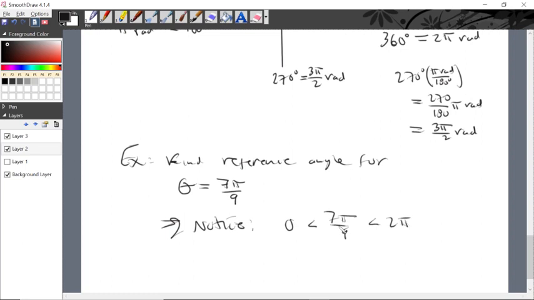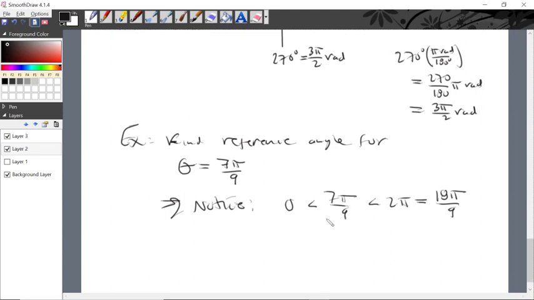How do I know? Well, we can see that it's larger than 0 because it's a positive number. How do we know that it's less than 2 pi? Because 2 pi, if written with a common denominator as 7 pi over 9, we can multiply by 9 over 9. 2 pi is the same as 18 pi over 9. And we could agree that 7 is less than 18. So yes, 7 pi over 9 is less than 18 pi over 9. Okay, so this means that we are within the initial rotation from 0 to 360 degrees. That is from 0 to 2 pi radians.